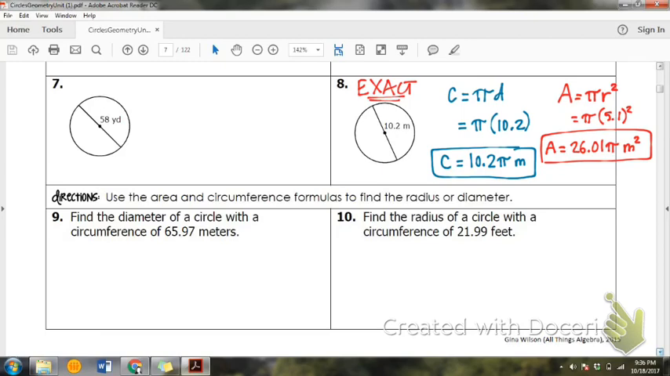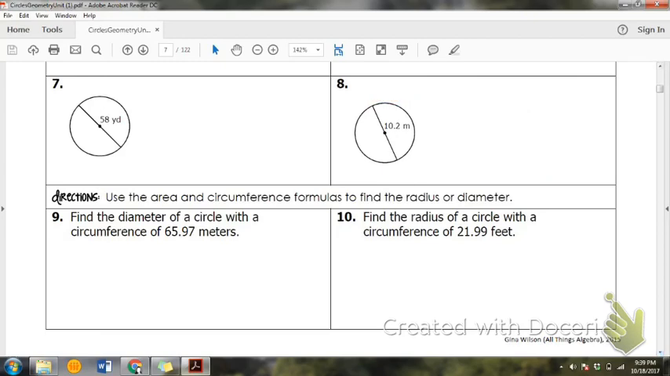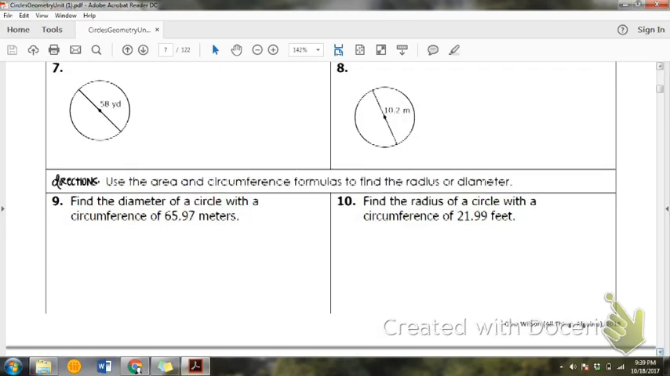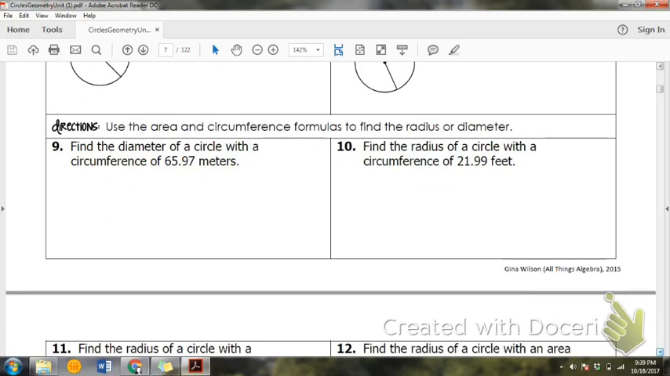Let's look at a couple word problems. So they're not really word problems, it's just giving us the same information, but instead of giving us a drawing, they are giving us words, and they're giving us the final answer. So they're going to give us the area and the circumference, and we have to find pieces of it. Okay? So on number 9, it says find the diameter of a circle when the circumference is already 65.97. So we know that we need our circumference formula, and it talks about asking us to find the diameter.